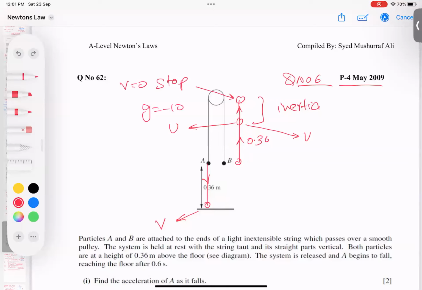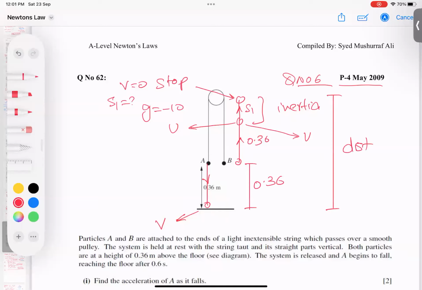So what is my ultimate target? My ultimate target is to get this distance s. This distance is my target. And this distance is 0.36 meters, so 0.36 plus this distance. I call this S1. So S1 is missing. I think the data is very, very clear now.